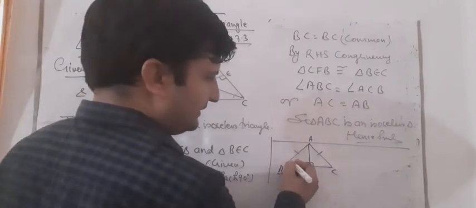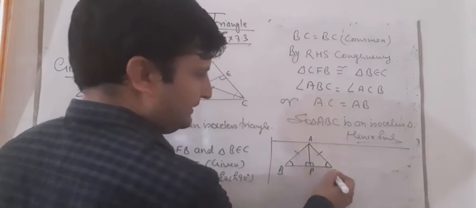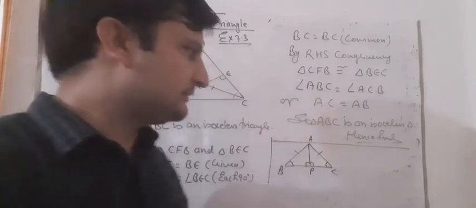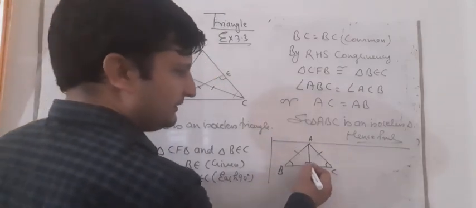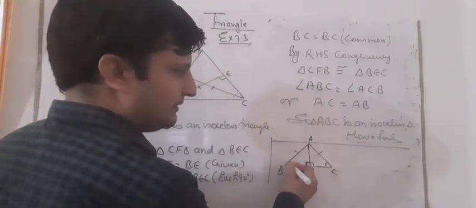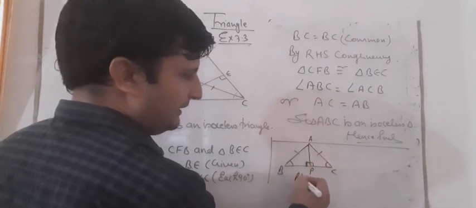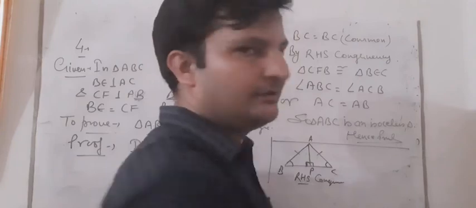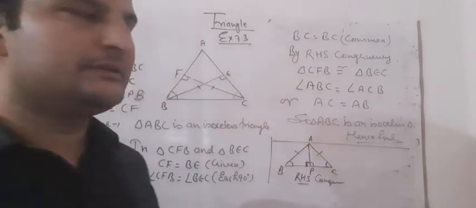Now what do we have to prove? Angle B is equal to angle C. So student, how can we prove it? Similarly here we can say that this is a 90-degree angle, this is the hypotenuse, this is the side. So by RHS congruency you can prove this question also. So student, do it yourself. This is question number 5.